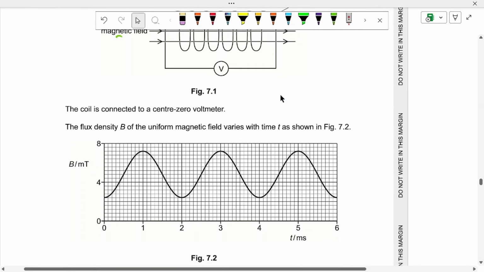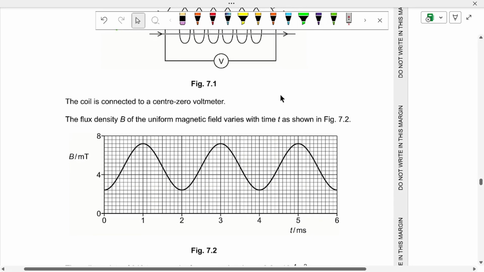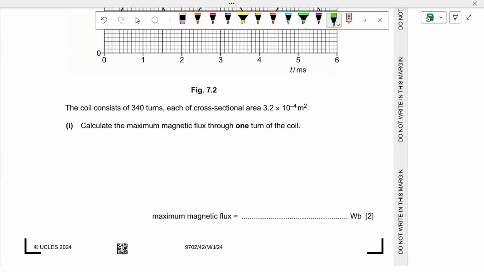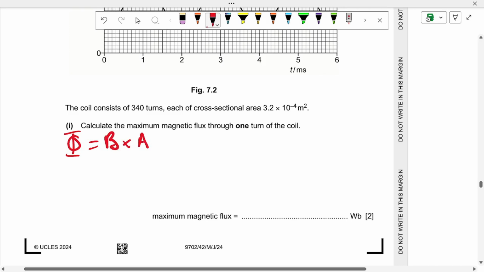So the variation of flux density, right? Flux, phi, is equal to B times A. F is equal to BIL. So these are some of the formulas that you should be aware of. I'm given that graph, and I've been asked to calculate the maximum magnetic flux through one turn of the coil. If I bundle up those magnetic field lines, they're going to have a magnetic flux. So phi, magnetic flux, is flux density multiplied by area.